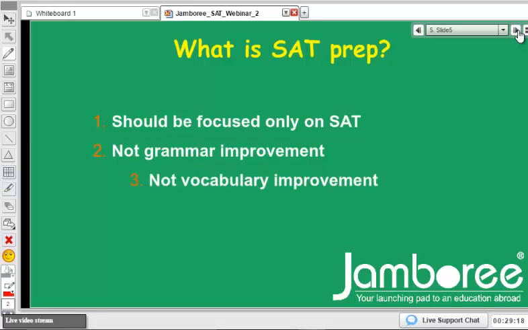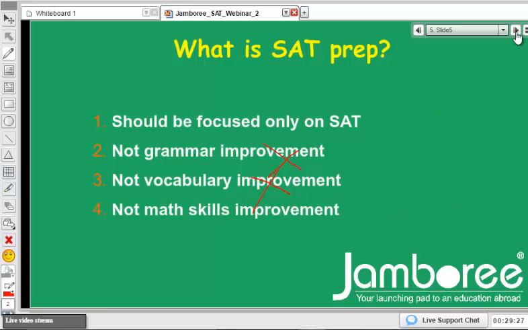It should not be focused on grammar improvement. Forget all this. It should not be focused on vocabulary improvement. So if you want to improve your grammar, if you want to improve your vocabulary, then do it, but that should not be confused with SAT exam preparation. Everybody should of course improve their vocabulary, that is a general life statement. It has nothing to do with the SAT exam.